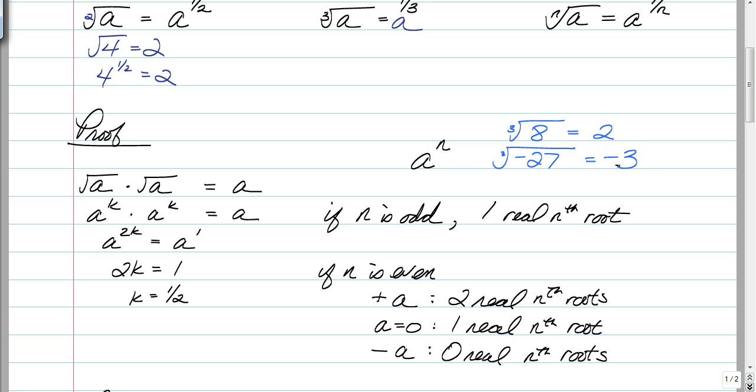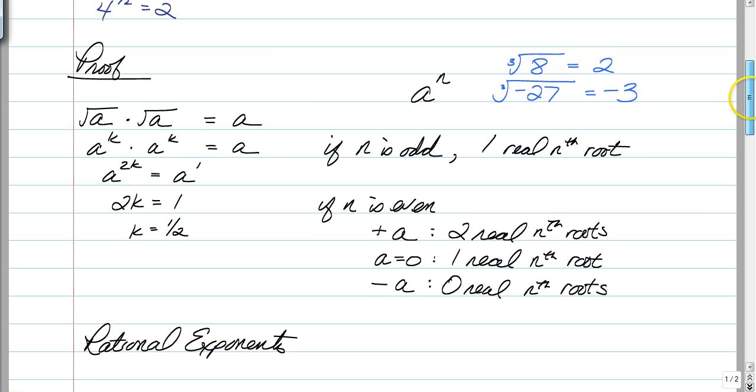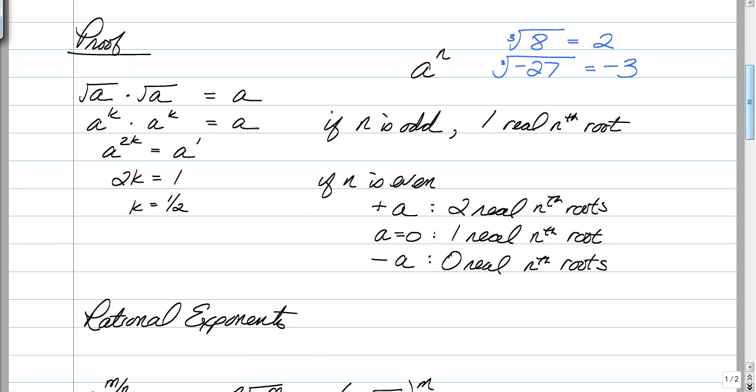Because with odd roots, we can have negatives. Think about it. Negative 3 times negative 3 is a positive 9, times a negative 3 brings you back to negative 27. So you are allowed to have negatives inside of an odd root. And you will only have one real nth root when you are working with an odd root. But when it's even, this is something that you already are pretty familiar with.